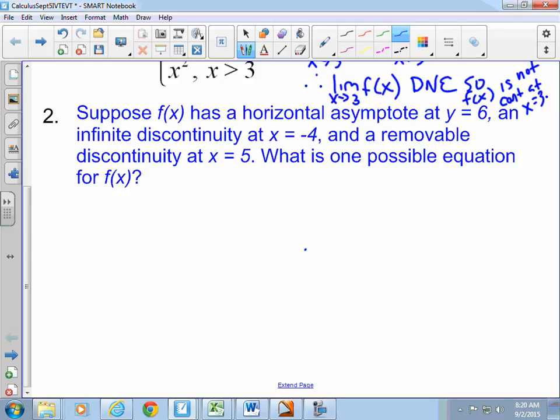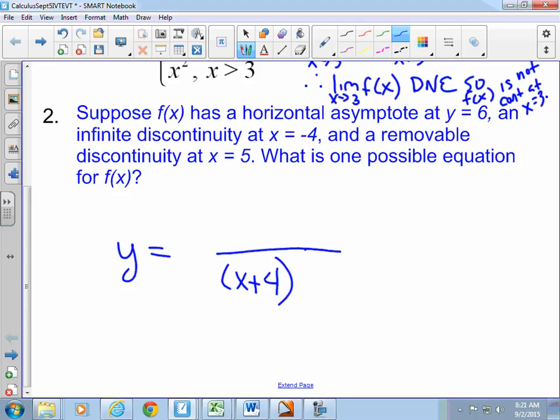And what is a removable discontinuity? A hole, and you can cancel out. So we have a vertical asymptote at -4, a hole at 5, and a horizontal asymptote at 6. How could I make that happen? There are a lot of different answers. But what has to be on the bottom? X plus 4. Why x plus 4?